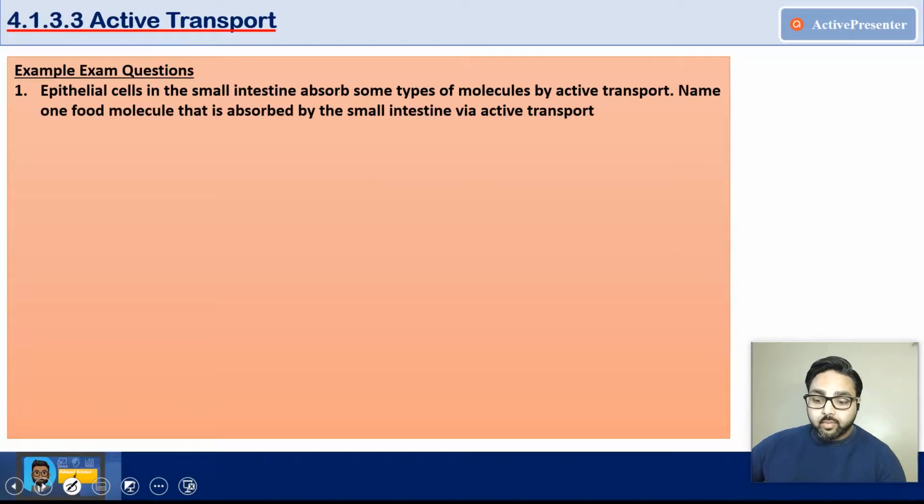So what sort of exam questions could you be asked? Well, first one: epithelial cells in the small intestine absorb some types of molecules by active transport. Name one food molecule that is absorbed by the small intestine via active transport. Think back to the slide from earlier. The answer for this question is going to be glucose.